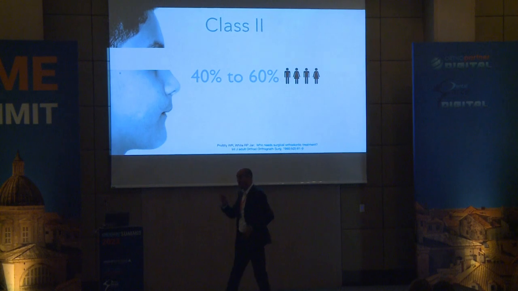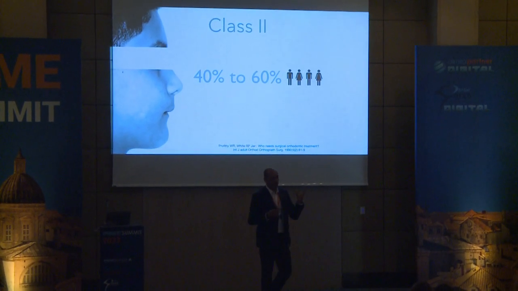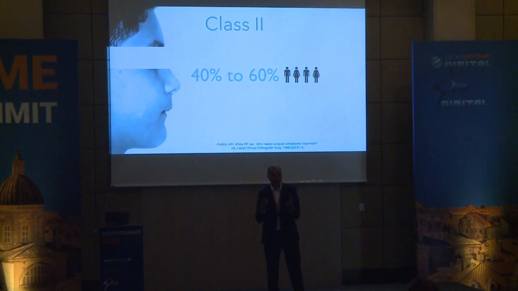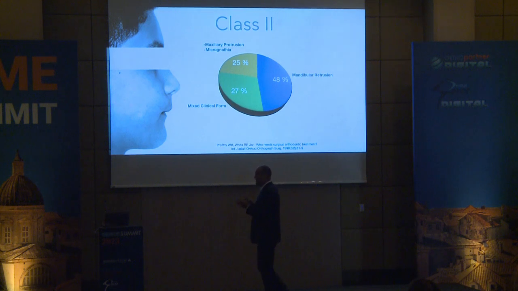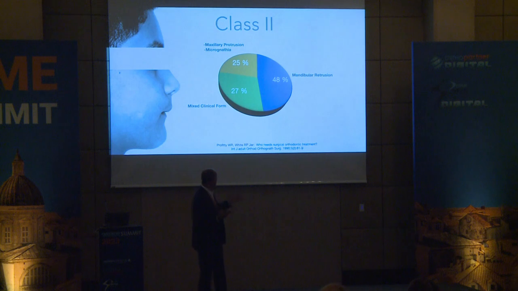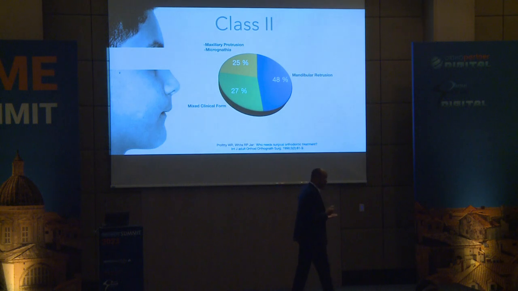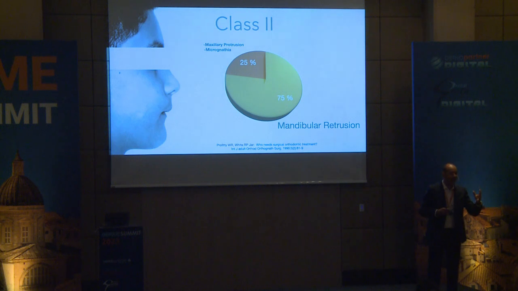Class 2 treatment is about 40 to 60% of our daily practice. If we want to see what kind of class 2 we have, many often it is about mandibular retrusion. In about half of the patients treated, 25% have a maxillary protrusion and the rest a mixed clinical form. It means that 75% of our patients treated have a retrognathic mandible. This is the main problem in class 2.